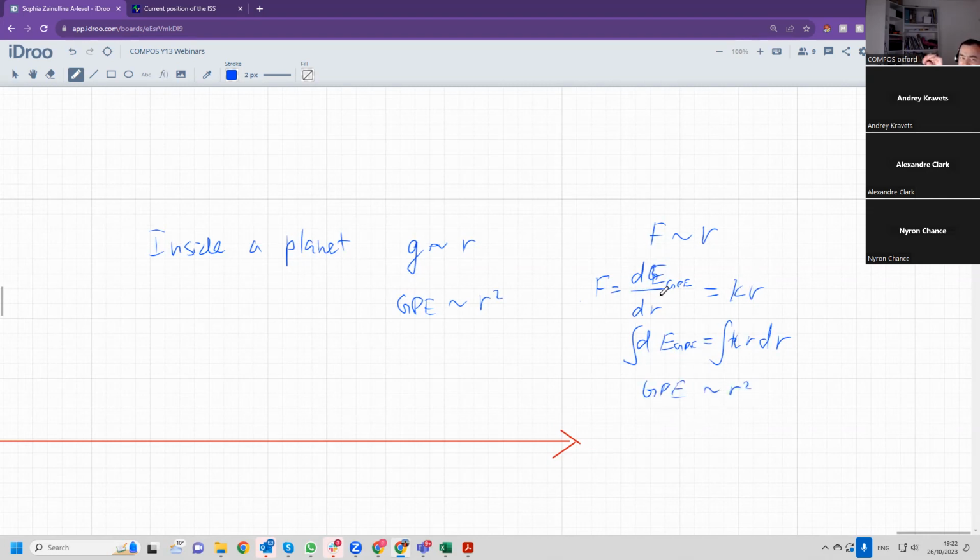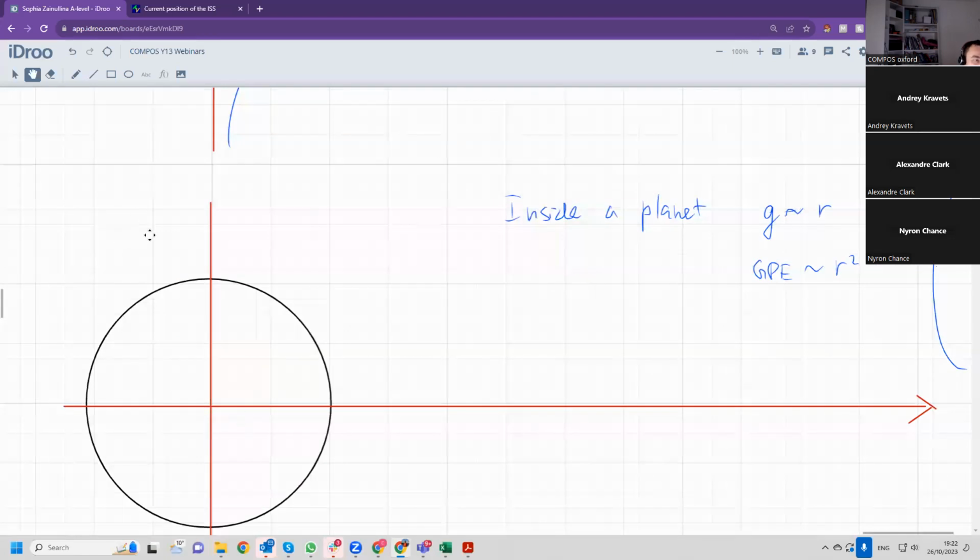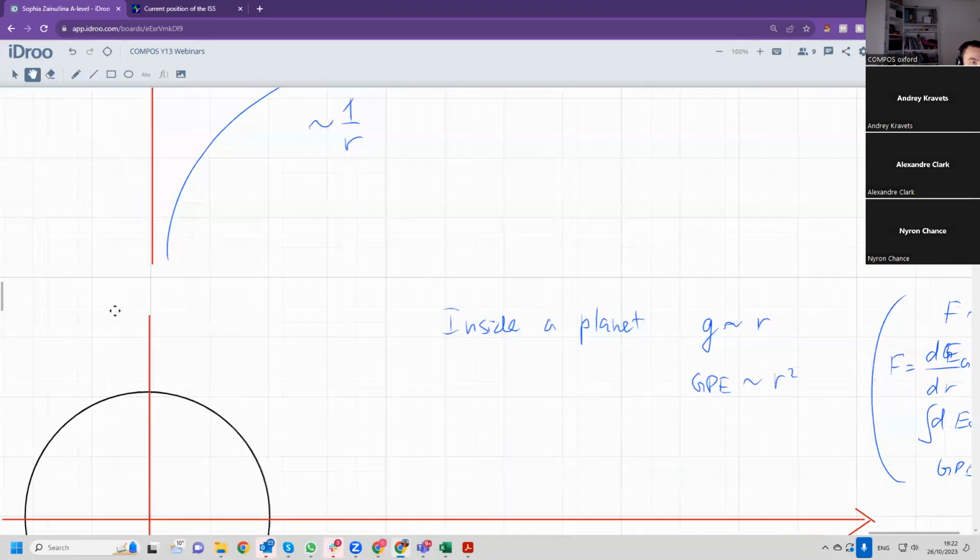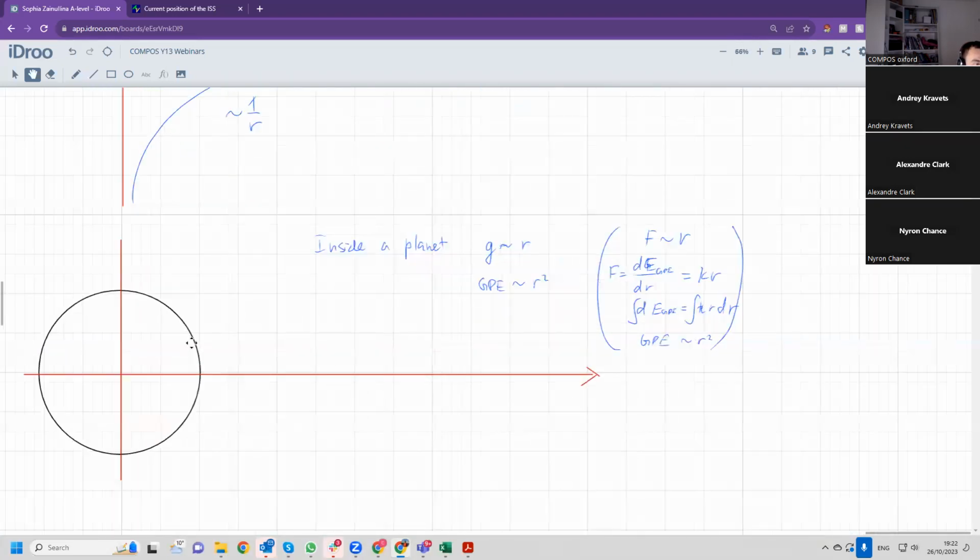I won't go very deep into that, I'm just showing you that. Because the gravitational field is the derivative of gravitational potential, and the gravitational field is linear, therefore the gravitational potential energy has a quadratic relationship. Therefore, inside a planet, I previously said gravitational potential energy is constant. It's not.